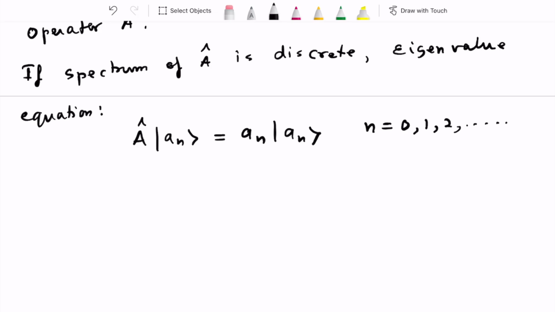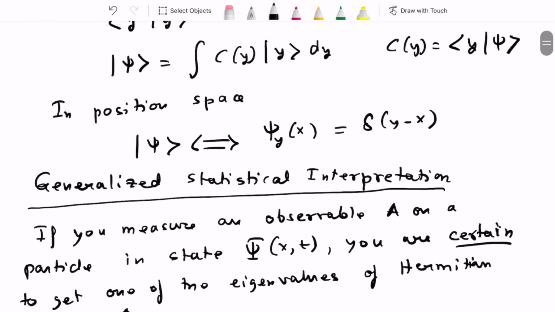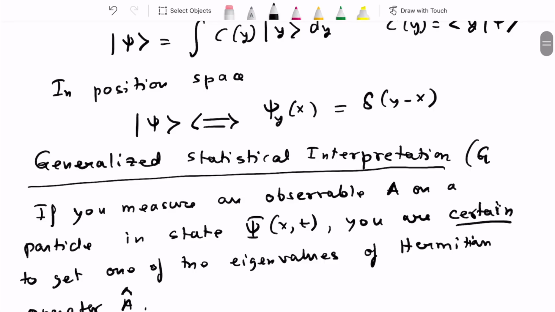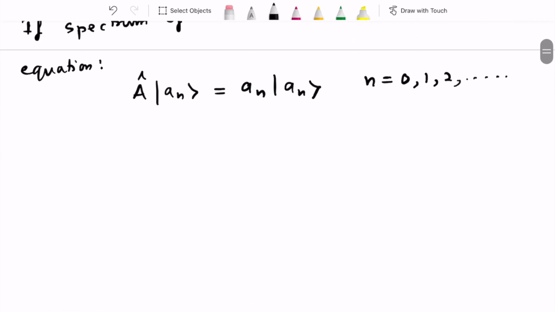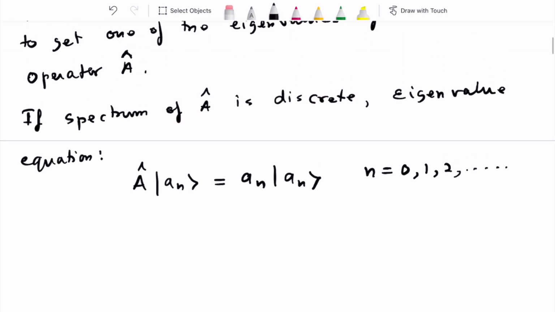Now, according to the general statistical interpretation, let's just call this GSI. According to the GSI, when you measure the operator A, you're guaranteed to get one of these eigenvalues. You're absolutely guaranteed to get one of these. Now, there are many eigenvalues here. Which one are you going to get? Quantum mechanics gives you a probability distribution.